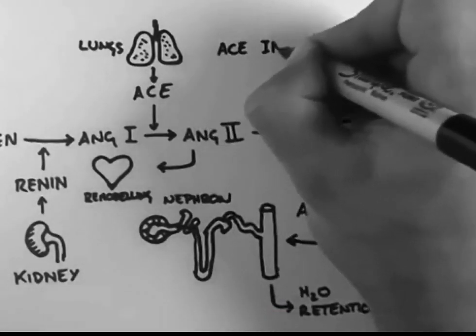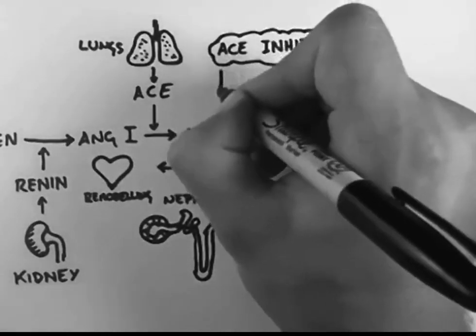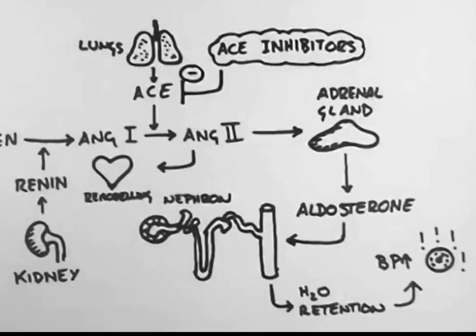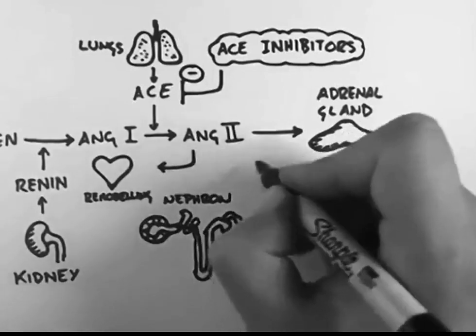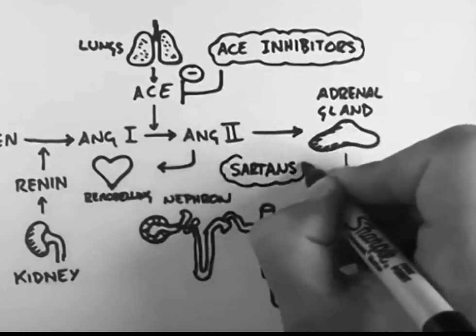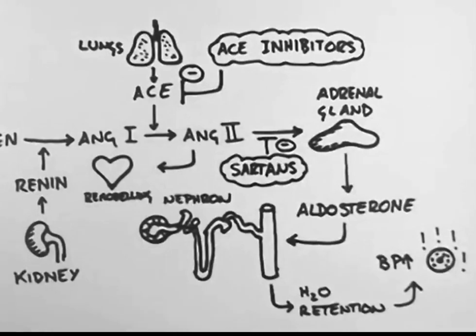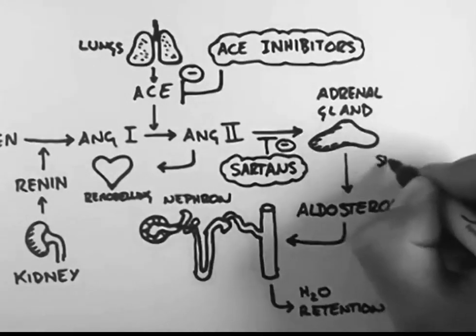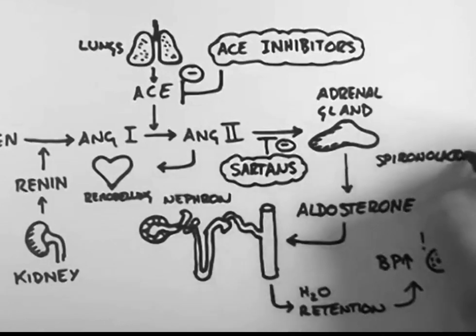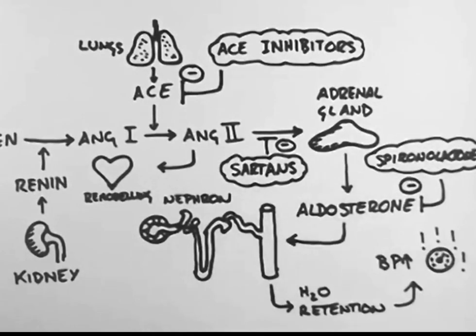The most common drugs are the ACE inhibitors. So these are the angiotensin converting enzyme inhibitors. So obviously these inhibit ACE. The next group of drugs are called statins, or angiotensin 2 receptor blockers, also known as ARBs, and they stop the effects of angiotensin 2. And then a third set of drugs block the action of aldosterone. And the most important of these is spironolactone.